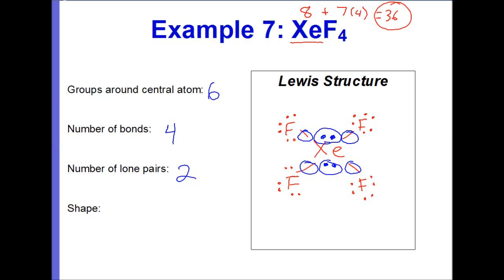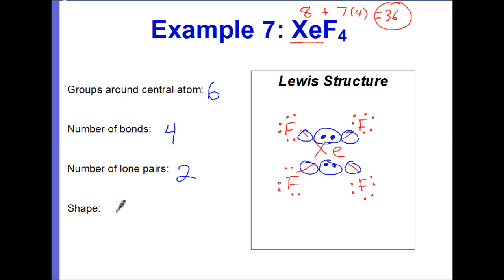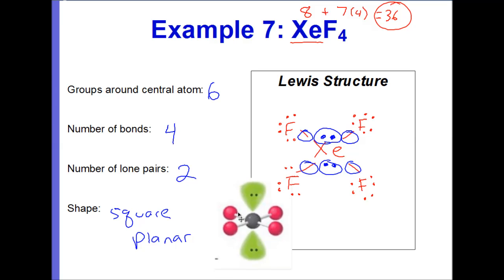Let's take a look at our VSEPR chart right here. So if you have 4 bonds, 2 lone pairs, you are going to be square planar. The reason why it's called planar is because it's flat. And let's take a look right here, it basically looks like a flat square with two lone pairs on the top and on the bottom.